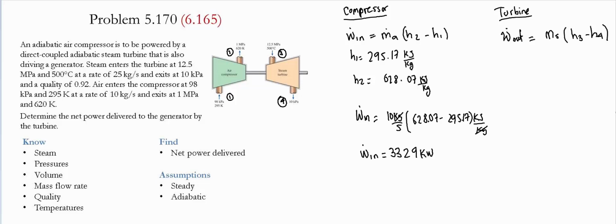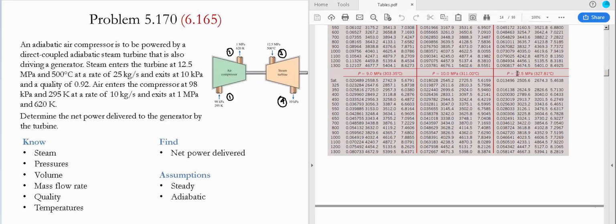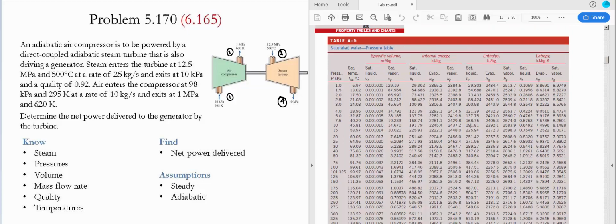Now we're going to find the values of enthalpy for the turbine. For the turbine, the working fluid is going to be water. Water enters as steam into the turbine. Therefore, we go to table A6. The pressure that is given is 12.5 megapascals, and the temperature at that point is 500 Celsius, which tells us that the value of the enthalpy is 3,343.6 kilojoules per kilogram.